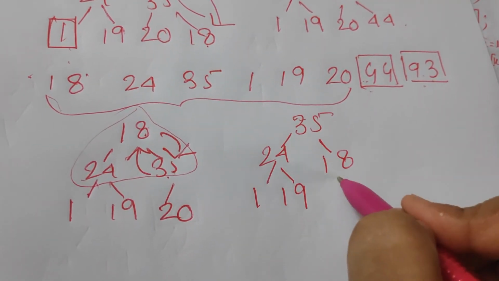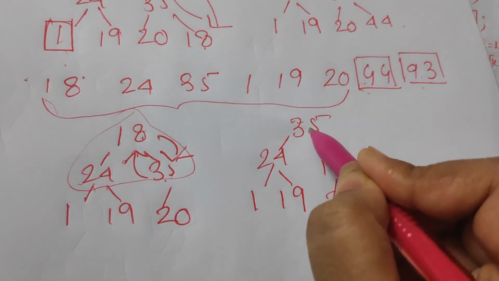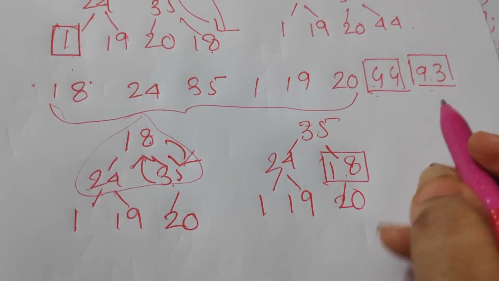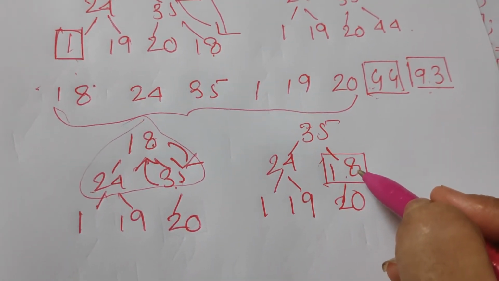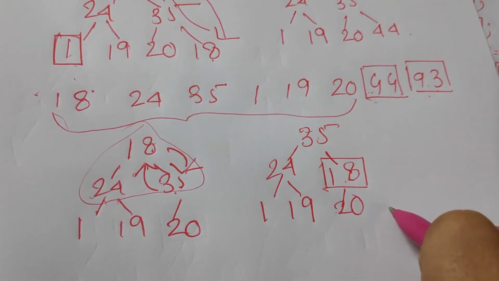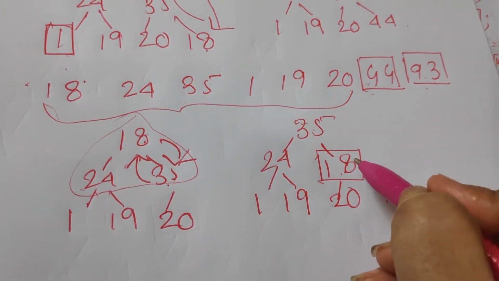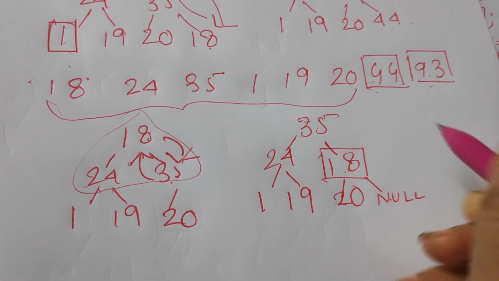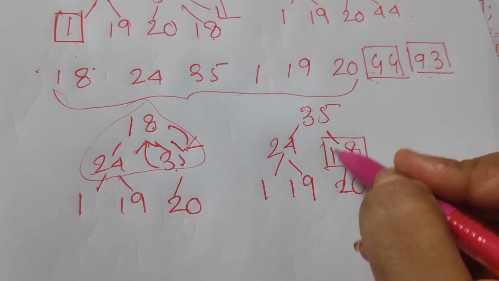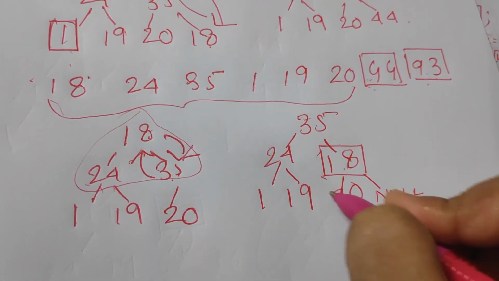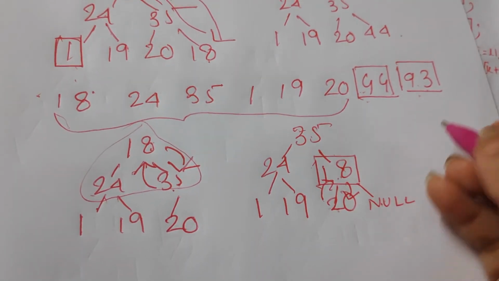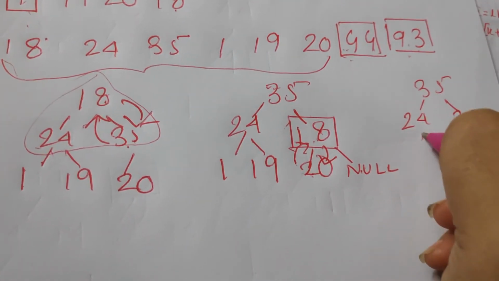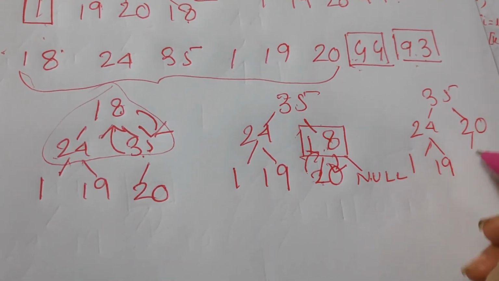Now 18 has replaced 35. That means the node at this position has replaced its parent. So we will check whether the node at this position and its children are creating a max heap. So we find that 18 has got only one child. The right child is null because we have not considered 44. So out of these three nodes, 20 is maximum. So 20 would be replacing 18. So the tree would become 35, 24, 20, 1, 19 and 18.